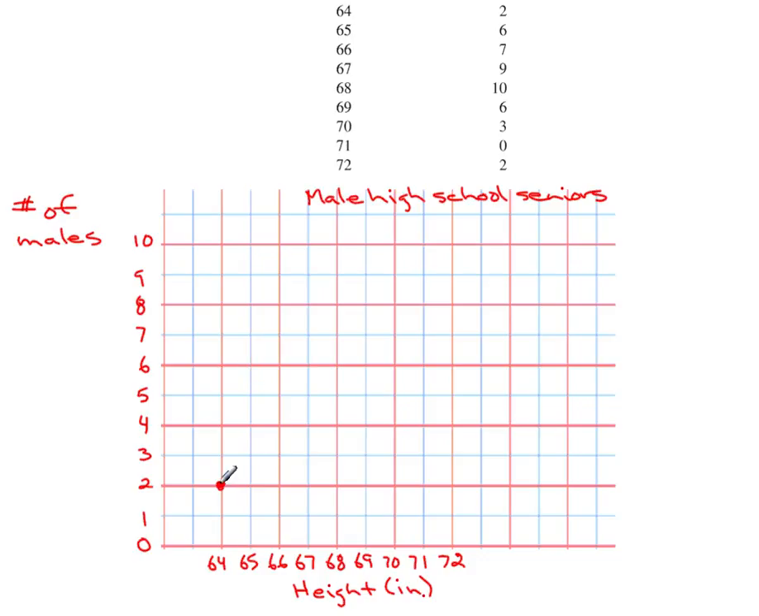64, there are 2. 65, there are 6. 66, there are 7. 67, there are 9. 68, 10. 69, 6. 70 is 3. 71, 0. And 72, 2.